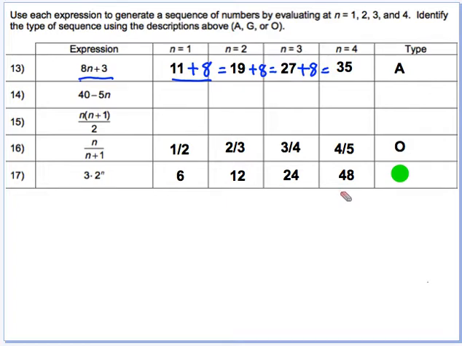All right, so with this one, let's see what we're doing. What do we have to do to 6 to get 12? Well, if you multiply 6 by 2, you get 12. What if you multiply 12 by 2? Do you get 24? You sure do. What happens if you multiply 24 by 2? Well, you get 48. So this pattern is going to be geometric. We are multiplying by the same amount each time.